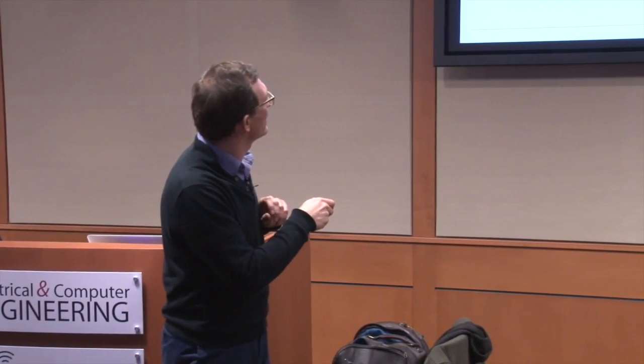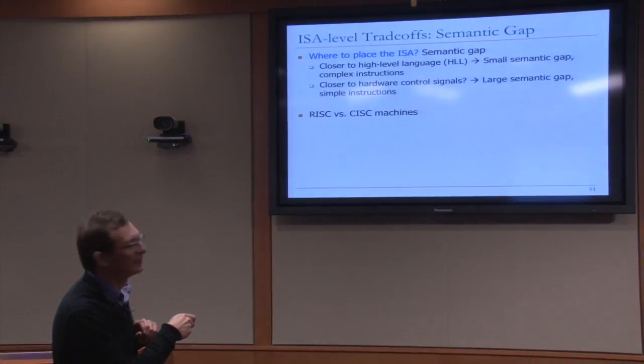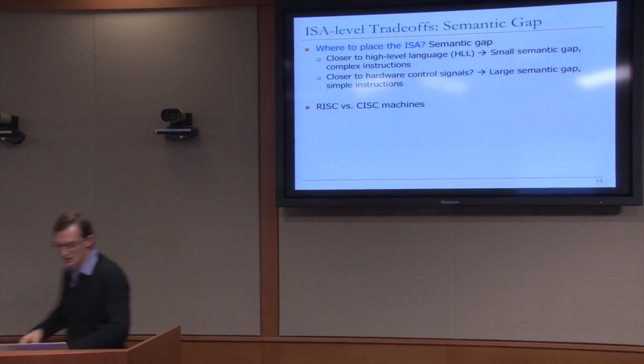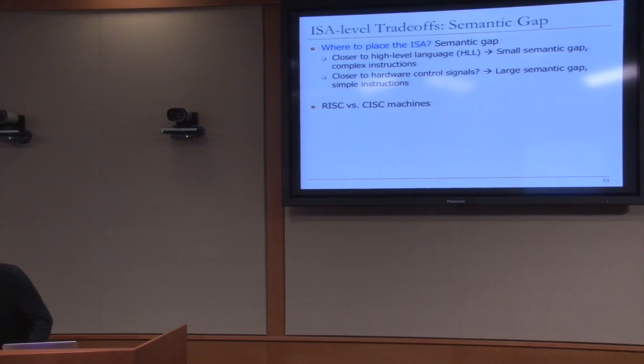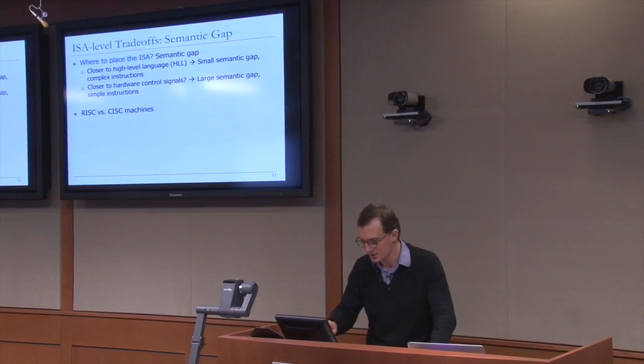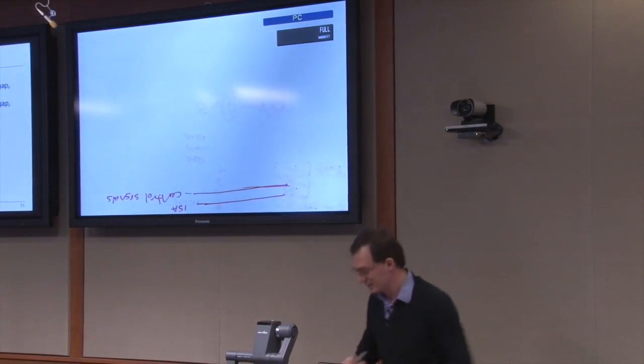The complexity of the instructions or complexity of the operations in the ISA is determined by the choice of where you place the ISA. You could choose to place it closer to the high-level language. As a result, you'll have small semantic gap and complex instructions. This decided to die on me. OK. No. It's better.